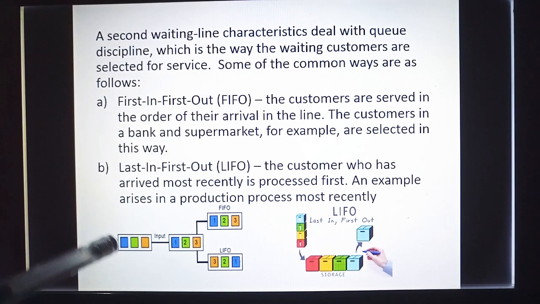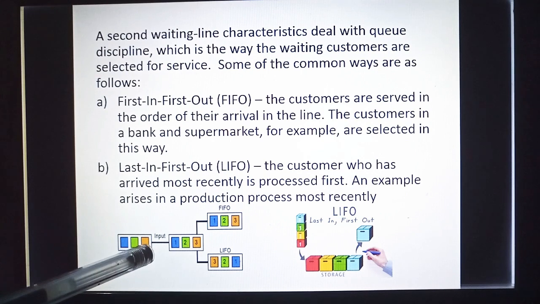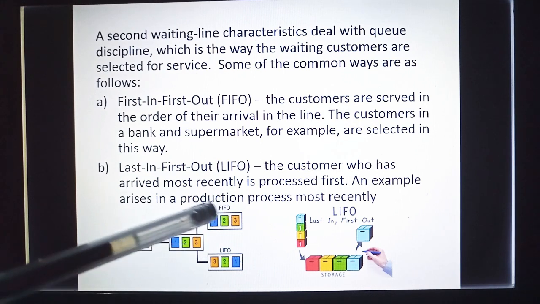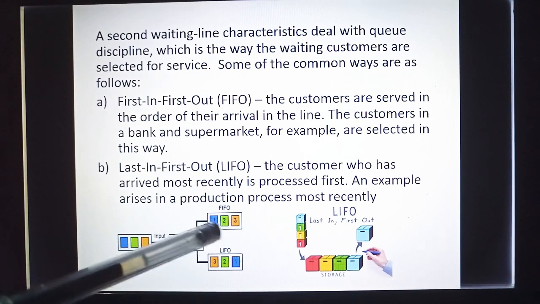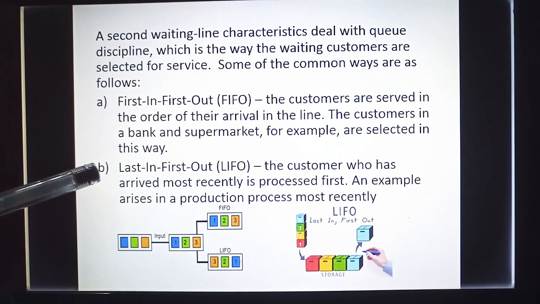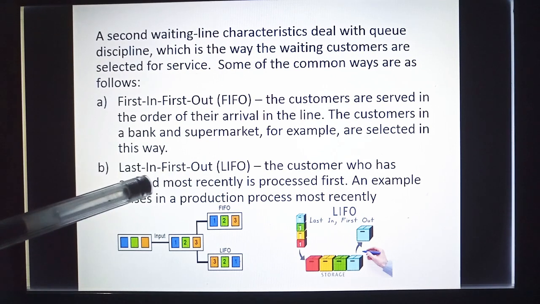So here you have a customer represented by a color, blue, green, let's say orange, or 1, 2, 3. So 3 is first in FIFO, or first in, first out. 3 will be first out. That is 3. Now we have another way, which is last in, first out, or LIFO.